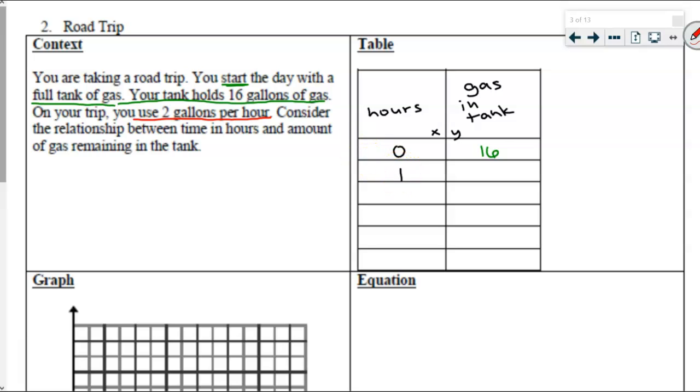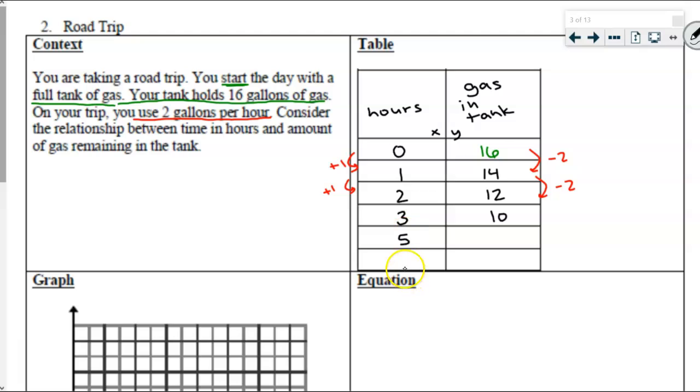1 hour later, it says it's changing by 2. We're using 2 gallons. If I'm using 2 gallons of gas, that means 16 was in the tank. Using means it's going to be decreasing. So 16 minus 2 is going to be that value of 14. Another hour has passed, so that means when another hour goes by, another 2 gallons of gas will have been used. So 14 minus 2 more gallons is equal to 12. We can continue on with this pattern. 12 minus 2 is 10.